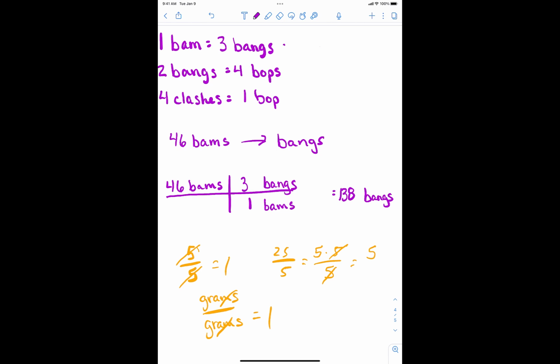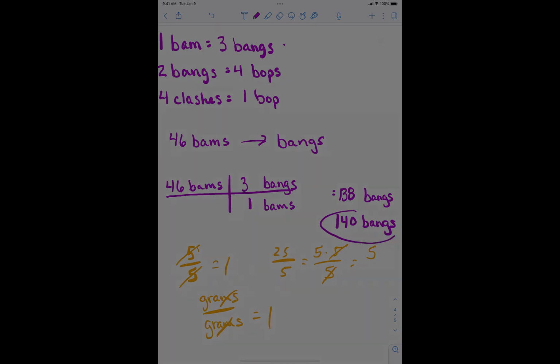I have to say, okay, I was given two significant figures. My conversion factor, those are exact values. That's a definition. And so I'm allowed two significant figures in my answer. And so my answer would actually be 140 bangs.